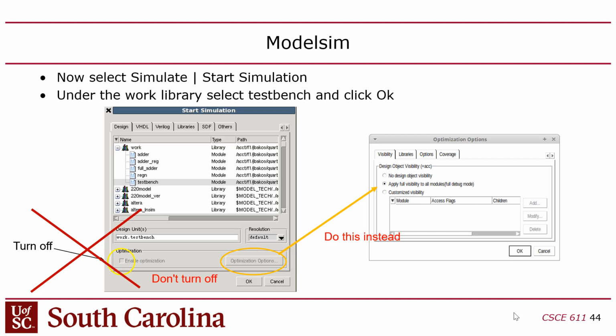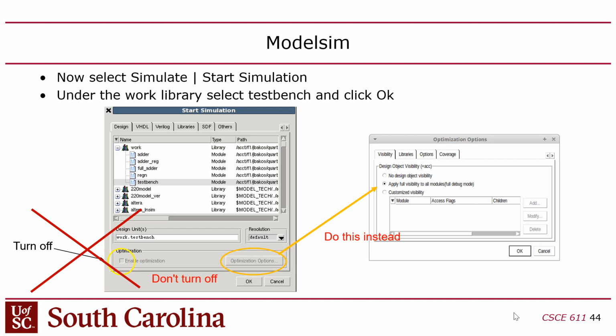But one of the things they did to speed it up is by default, they turned off visibility for internal signals. So like you'll simulate your top level design and then you drill into it and you want to plot your signals and you don't see them, they're gone. Because they turned it off by default. But you can fix that.